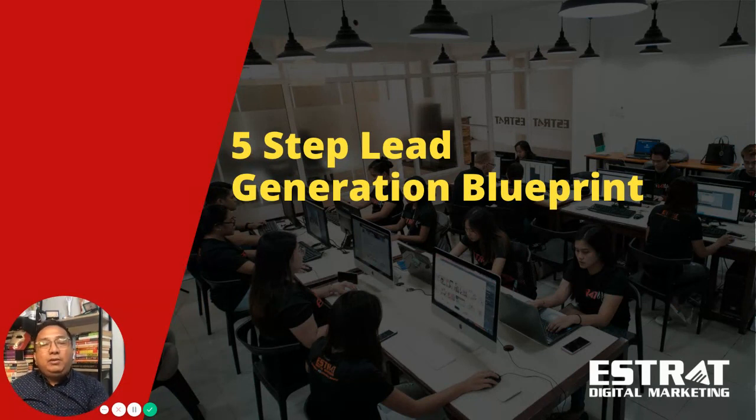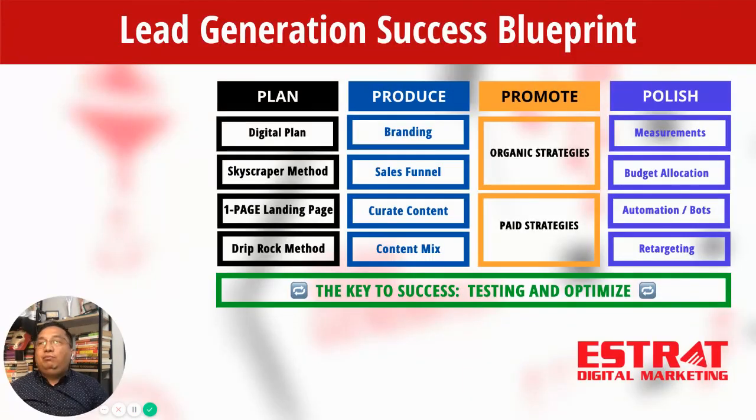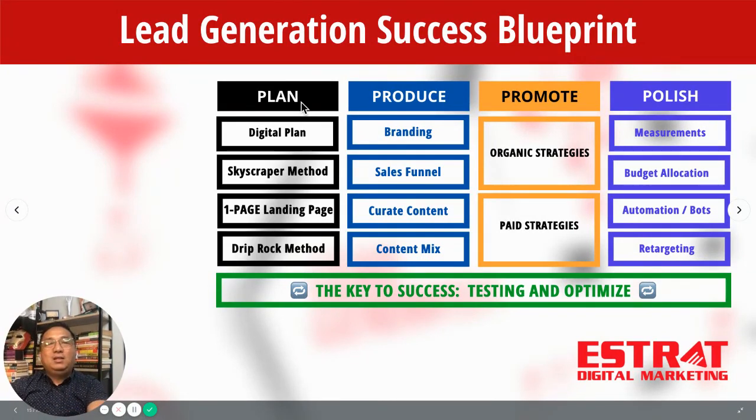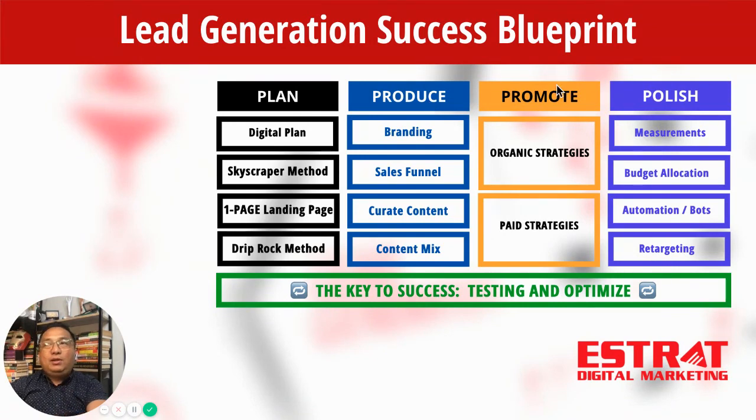These are the 5-step lead generation blueprint that we use in generating leads for our clients. Here we go. The lead generation success blueprint is composed of 5 essential parts. First is plan. Second is produce. Third is promote. Fourth is polish. And the last and critical strategy that you need to do in the whole process is test and optimize.